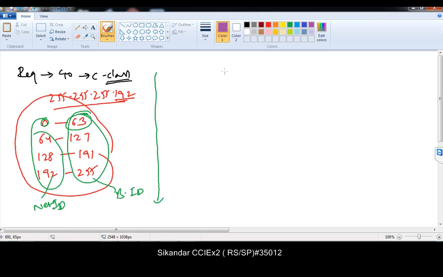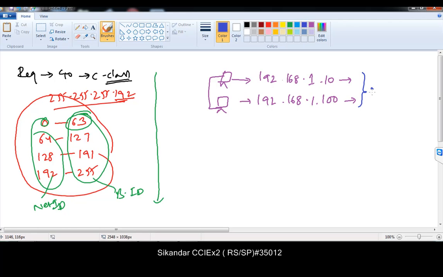So let's take one example. I'm going to take two devices. Assume that there are two computers connected in the LAN, maybe through a cross cable or switch, whatever. The first device has an IP address of 192.168.1.10, and the next device has the IP address of 192.168.1.100. So 10 and 100. For both the devices, I have used the subnet mask of 255.255.255.0.